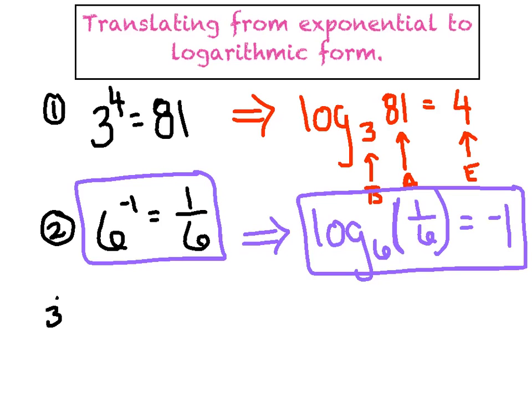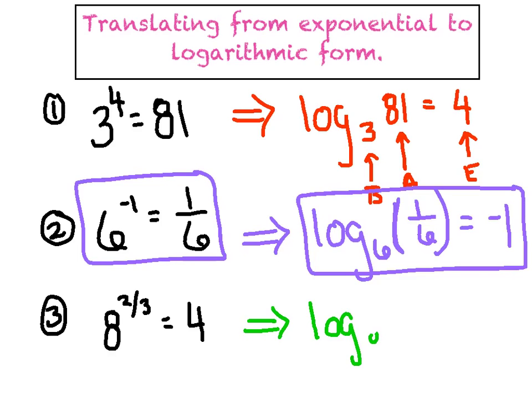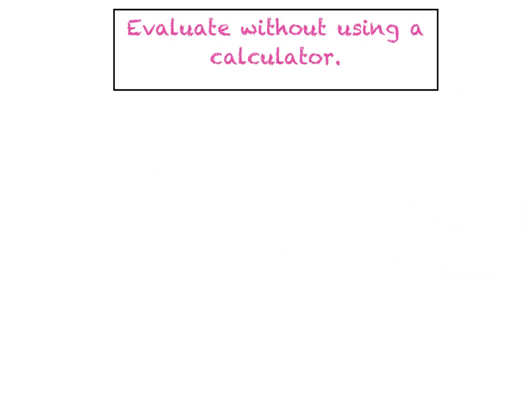Okay, number 3 says 8 raised to the 2/3 power equals 4. Okay, that's the given exponential. We're going to translate that into logarithmic. I'm going to say log base 8 of the answer 4 equals the exponent, which was 2/3. And that's all there is to it. It's as simple as that.